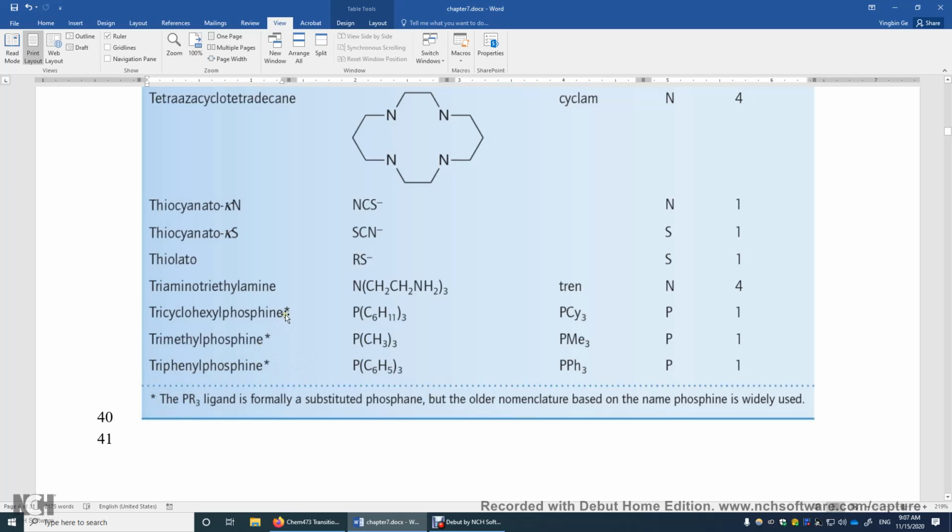Over here, so asterisk here. The PR3 ligand is formally a substituted phosphine. So it's like methane, silane, so it's phosphine. But the older nomenclature based on the name phosphine is widely used, so we're using phosphine here. Supposedly, when you see CH4, it's methane. So when you see PH3, it should be phosphine. But then, in the old days, it's phosphine, so we're using those here.